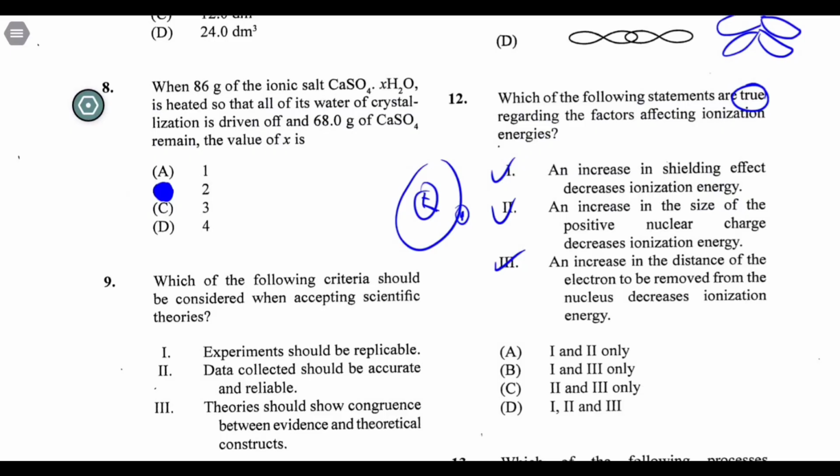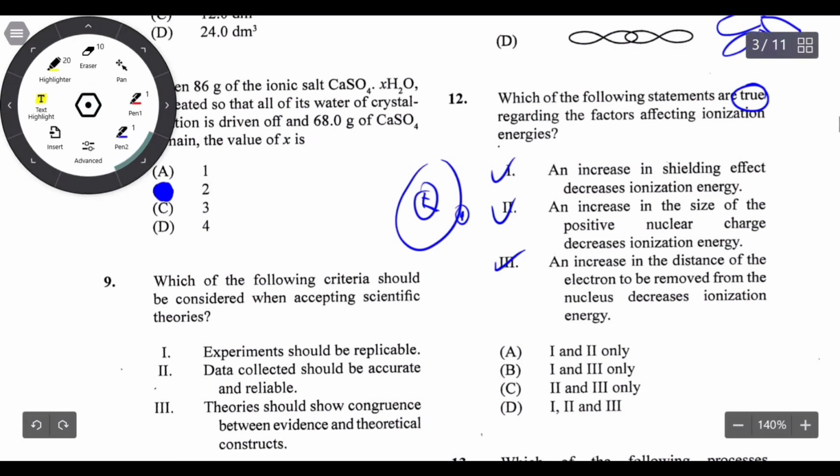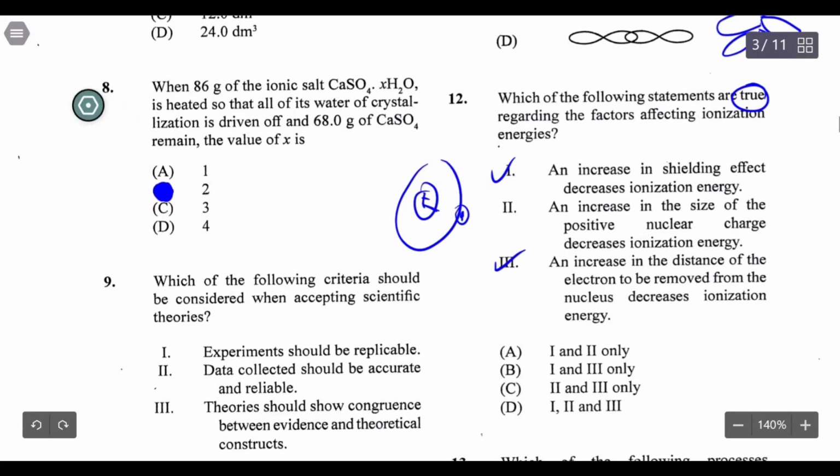Hold on. An increase in the size of the positive nuclear charge decreases ionization energy. That's not true. If you are increasing the size of the positive nuclear charge, making the positive charge greater, then the amount of energy required to remove the valence electrons would be more. Therefore, the ionization energy would increase rather than decrease. So that's not true. The ones that are true are 1 and 3, which is B.